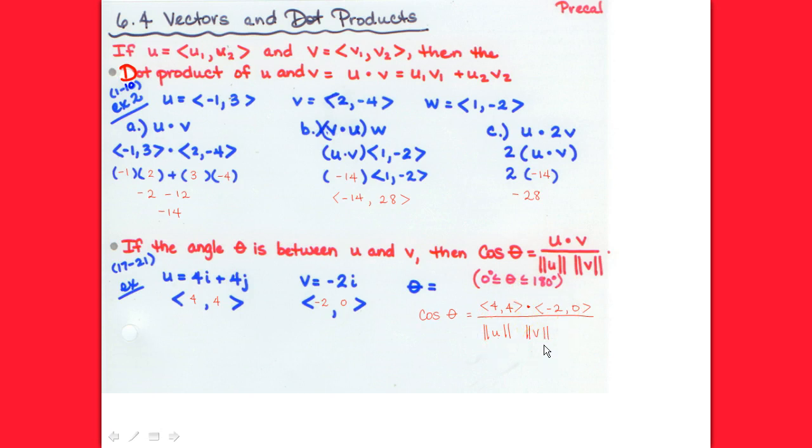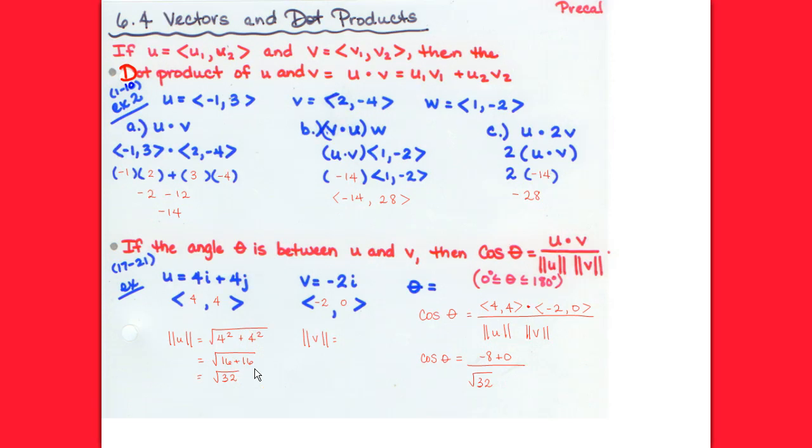So let's find their dot product for the numerator, and then we'll find their magnitudes for the denominator. Okay? So for the dot product, we're going to do 4 times negative 2 is negative 8, and 4 times 0 is 0, so that dot product is going to give us negative 8 plus 0, or negative 8. Now we need the magnitudes. So let's start with the magnitude of u. We did magnitude yesterday. Remember, we said that it would be the square root of the first value squared plus the second value squared. So that would just give us the square root of 32.